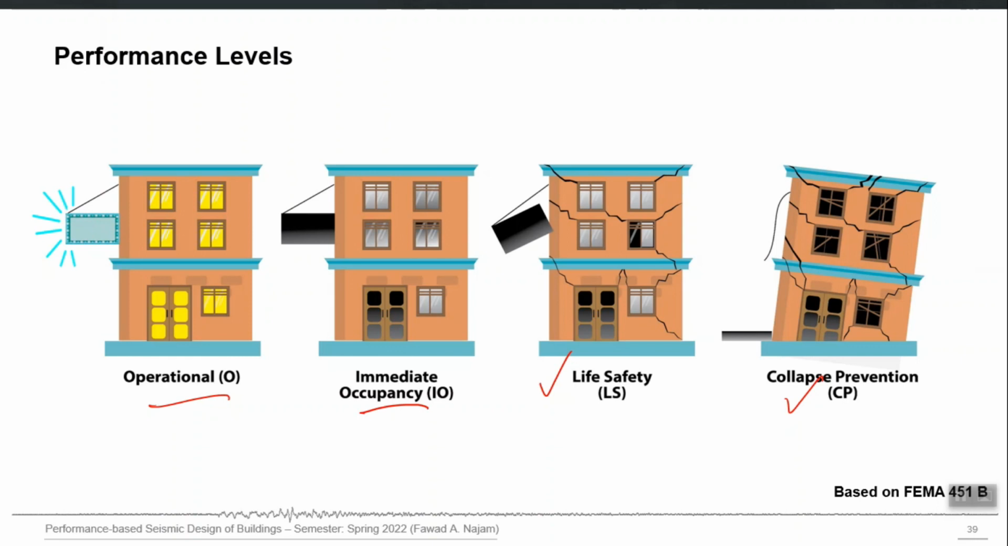So the client can simply say that I want this IO level for this much level. For example, he can say that for SLE earthquake, I want operational. For DBE, I want life safety. For MCE, which means 2% probability of exceedance in 50 years, I want CP. Or then you can think of any combinations the client can set for you, right?